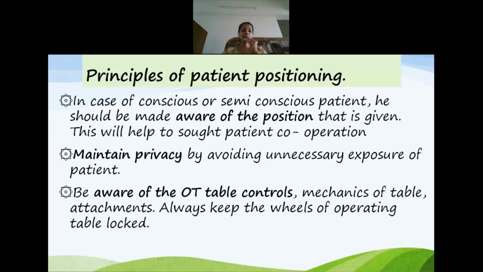Then be aware of the OT table controls. We already know that newer technology has brought different types of OT tables, and we can use remote controls to operate these OT machines. Now you should have adequate knowledge of how to operate these OT tables, what the mechanics of the table are, and how to attach these. All this knowledge has to be updated by the nurse.